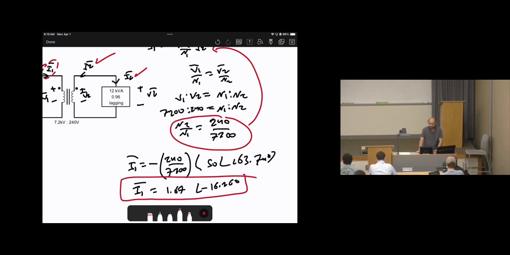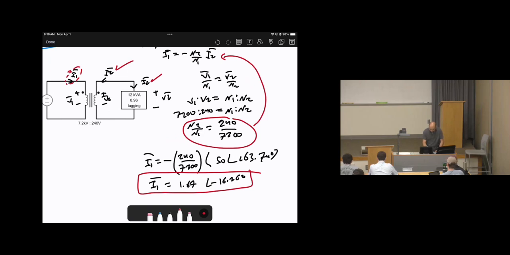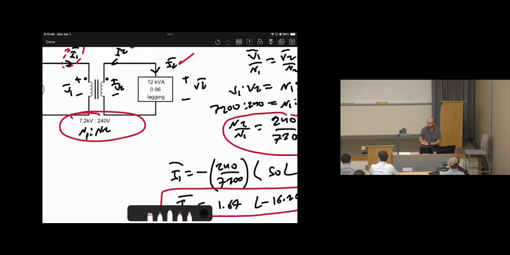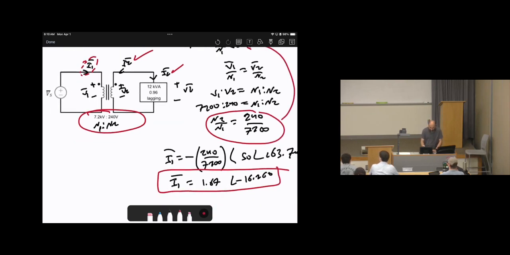Using the current formula, we realize we don't know the turns ratio, then you can use the voltage formula to find it. Or you can basically, when you look at here, say this is N1 over N2. You can even write it without doing the current formula. This is the V1 to V2 ratio, the same thing as the N1 to N2 ratio. Then now we calculated I1.